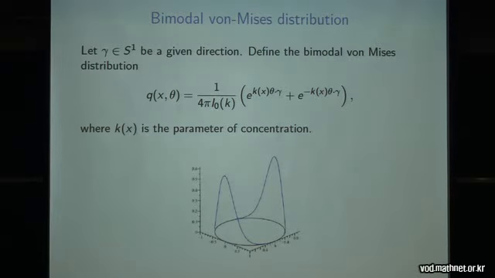Now this is the formula. I0 is the modified Bessel function of order 0. Then it has these exponential dependencies where gamma is a given direction, so gamma would be this direction. And k of x is the concentration parameter. This tells you how wide the distribution is. If k is very large, then the distribution is very sharp. If k is 0, then this thing is just uniform.